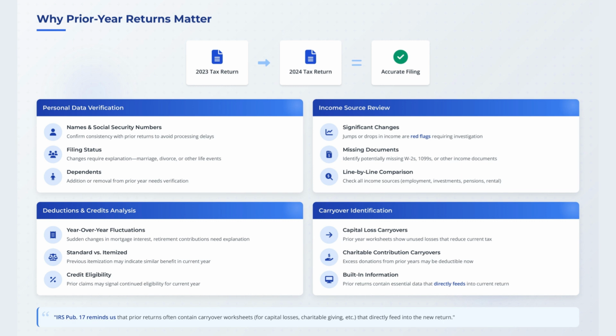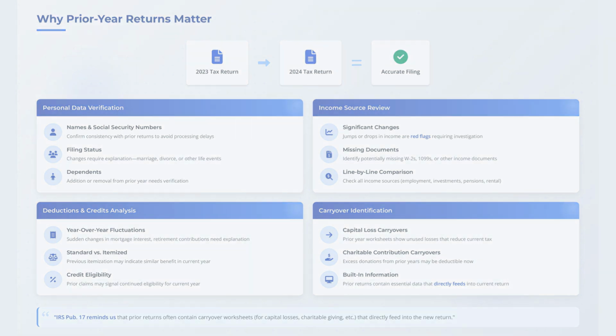Publication 17 specifically tells us that prior year returns help us report accurately and claim everything the taxpayer is entitled to. So the bottom line is this: the prior year return isn't just old paperwork. It's a gold mine of information. It's the first thing you should look at before starting a new return. It keeps you organized, helps you catch mistakes, and ensures your client doesn't miss out on valuable deductions or credits. And yes, this is a tested topic on the EA exam, so know it well.